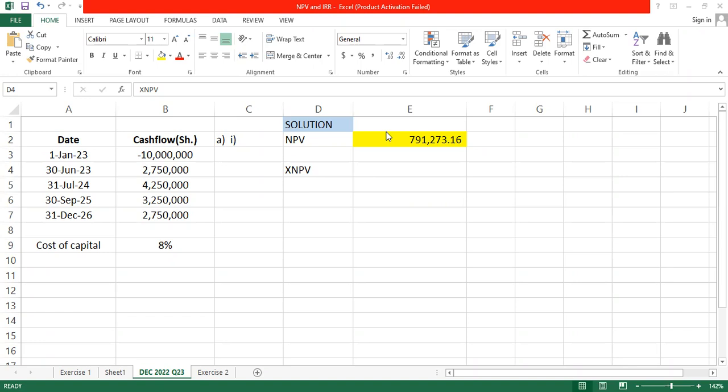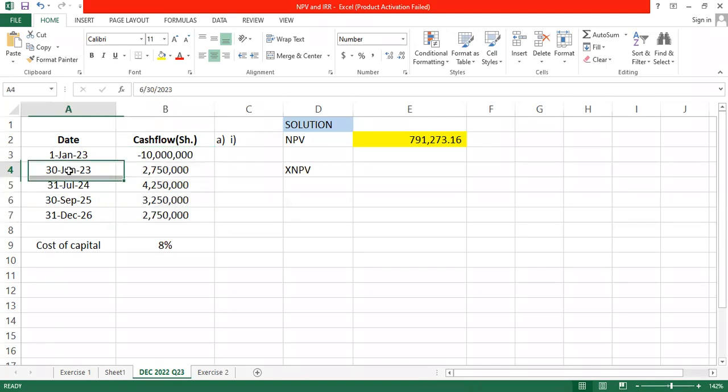NPV makes the assumption that cash flows are regular. And what I mean is, when you come to this initial info, we had the dates for the respective cash flows. NPV assumes that the time difference between one cash flow and another is similar for all the cash flows.